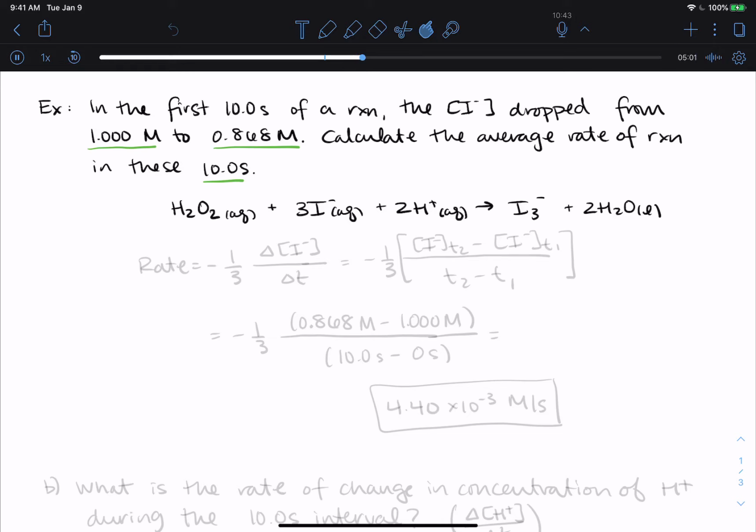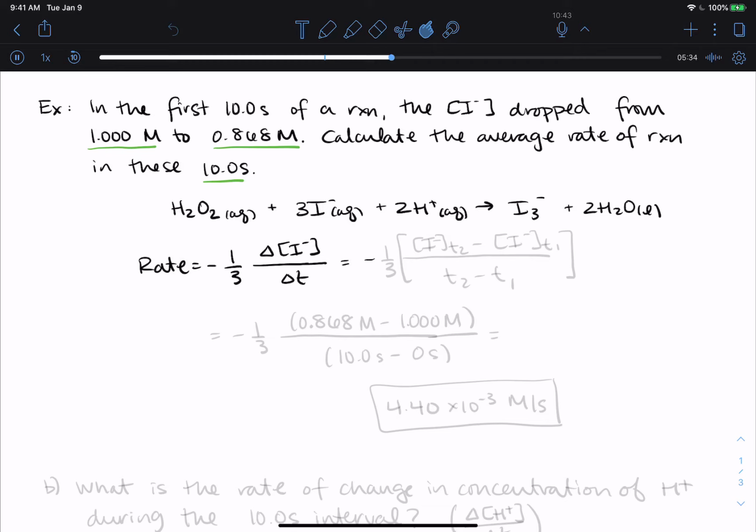So in order to get the rate, we need the definition of the rate of the reaction in relation to the I minus, and then we have everything else that we need to plug in. So I minus is one of our reactants, so my rate definition will have a negative in it. It has a coefficient of 3, so it'll be negative 1 over 3. And then delta concentration of I over delta T.